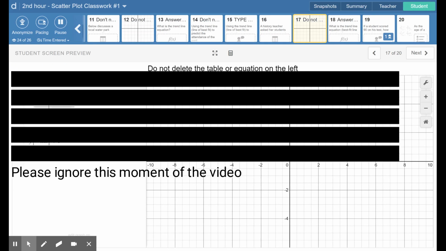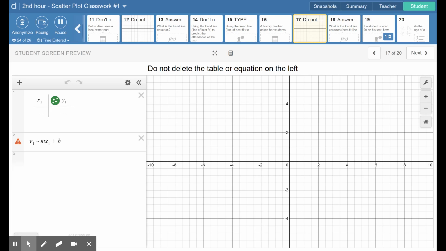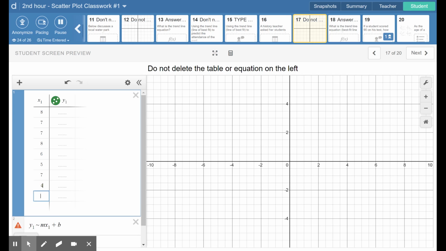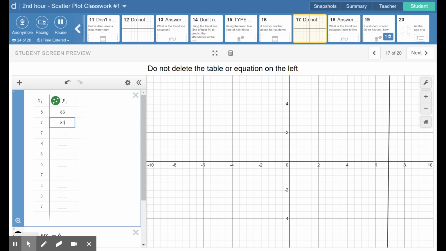Now when you get to slide number 17, do not delete the table. You want to write down every single data point, even if it repeats, because we're just transferring the data. Now, I also recommend you double check the numbers that you enter, because one small mistake will lead to incorrect data.